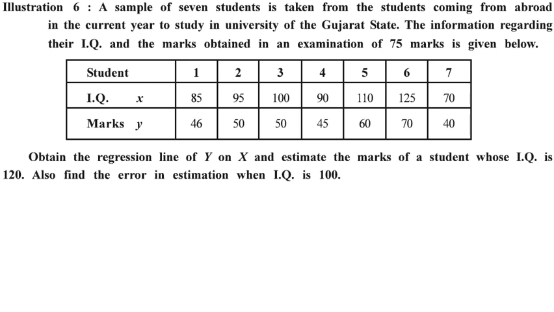So that's the second question, that we have to put the value of x as 120 into the equation and then estimate the value of y. Now the third question, we have to find the error when IQ is 100. So we have to estimate IQ as 100 and then find its marks and then compare. Right now for 100 IQ our marks are 50, as you can see from the question. So then we have to estimate from our regression line for 100 IQ what is the marks and then find the difference. So 3 questions are there: regression line, estimate for 120 and find error for 100.